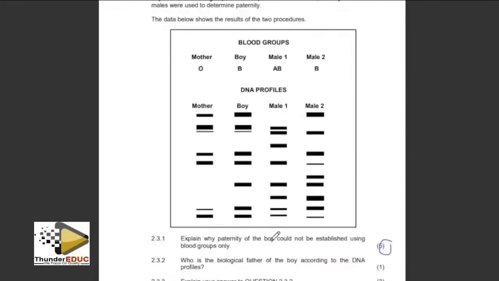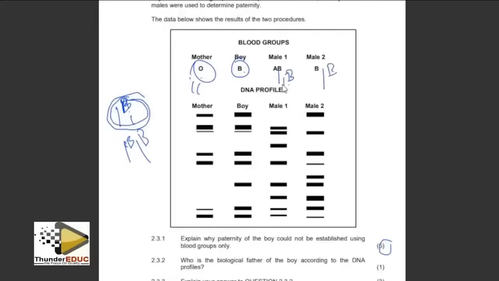But if they ask you to explain why paternity test for this situation, you will say that the mother is blood group O, while the boy is blood group B. So the boy can be B heterozygous, he can't be homozygous. Why? Because the mother is ii, so he gets one from the mother, so the genotype of the boy is heterozygous. Now, this one can give the B, and also this one can give the B. So whom are you going to say is the father? Whom are you going to say is not the father?